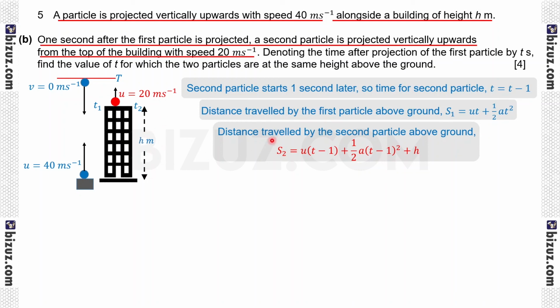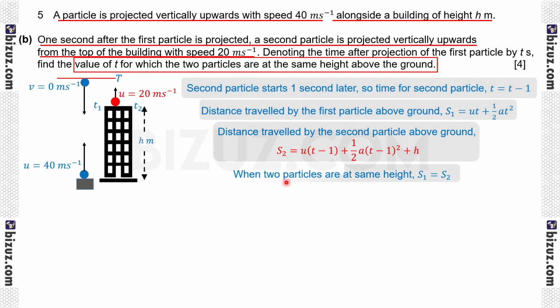Now we are asked to find the value of t for which the two particles are at the same height above the ground. So to be at the same height above the ground, s1 should be equal to s2. Now s1 is this one and s2 is this one. So substituting, we get ut plus half at square equals u into t minus 1 plus half a into t minus 1 whole square plus h. And previously we found h, so we could substitute the value of h.